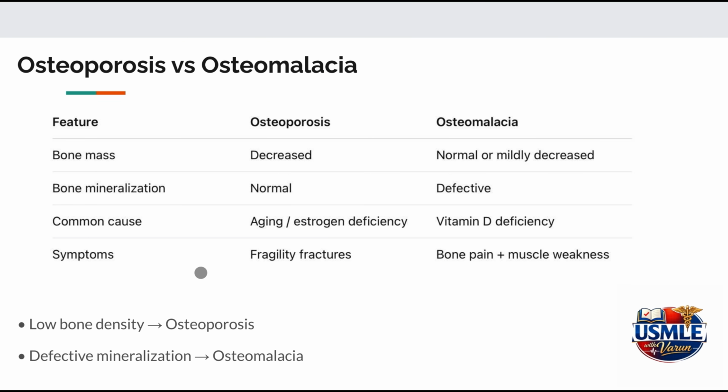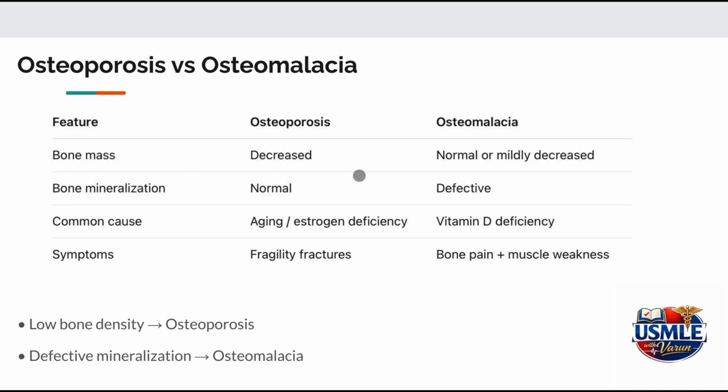Now let's compare two important metabolic bone disorders that are frequently tested in exams. One is osteoporosis and the other is osteomalacia. In osteoporosis, the main problem is a decrease in bone mass, whereas in osteomalacia, the main problem is defective bone mineralization. In osteoporosis, the bone matrix is normally mineralized, but there is simply less bone overall. In contrast, osteomalacia occurs when bone mineralization is defective. The bone matrix is present, but it is not properly mineralized.